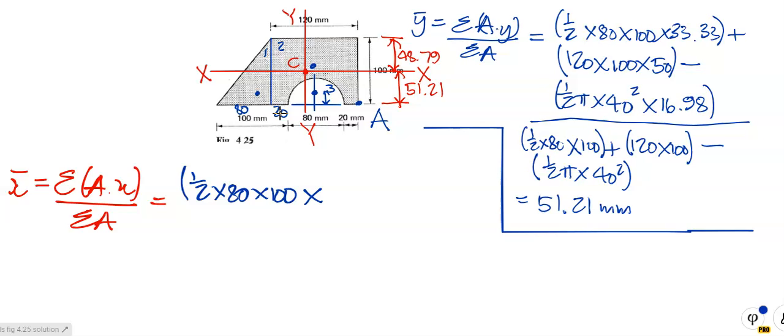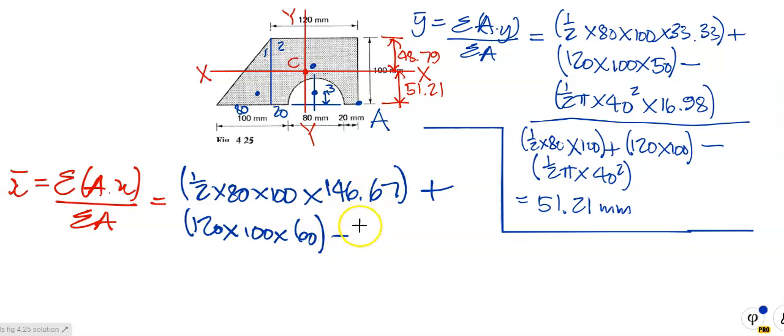And I get 146.67, so it's 146.67 plus. Why plus? Because it's the sum of. Right, the area of the rectangle is 120 by 100, times the horizontal distance from the centroid to the line we take moments about, which is half of that, which is 60.